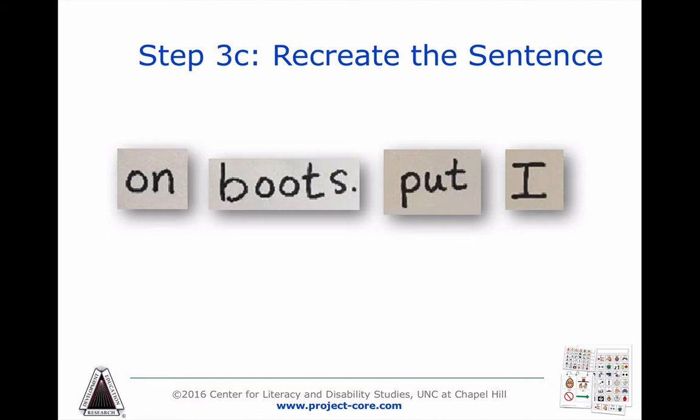The adult reads it while pointing to each word and then asks Kiana, "Does that sound right?" Then the adult referred back to the chart to read the sentence in the correct order before asking Kiana to try again. The adult repeated the process one more time before guiding Kiana to recreate the sentence correctly.